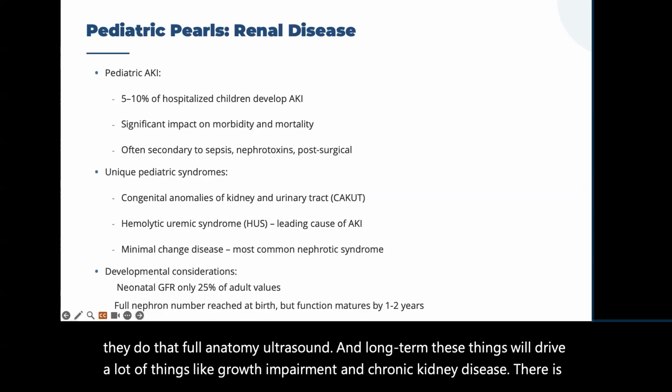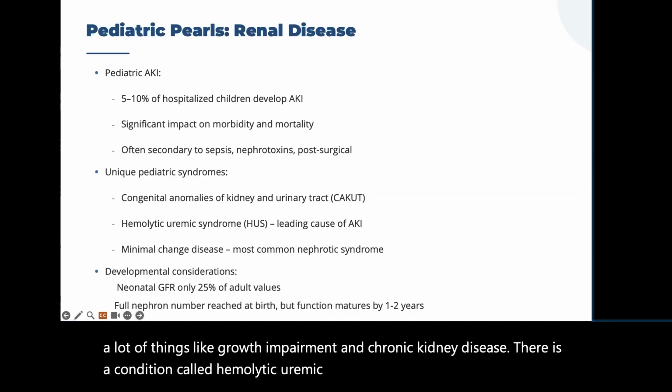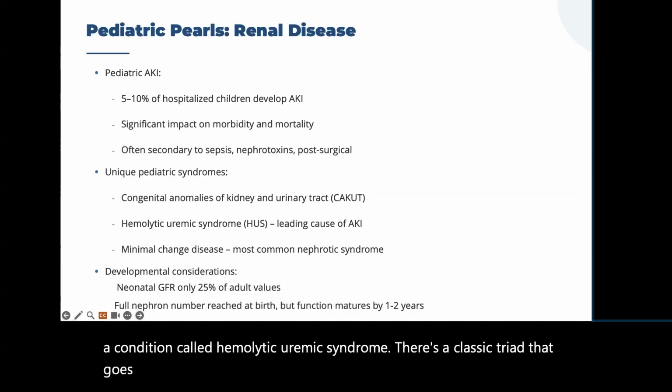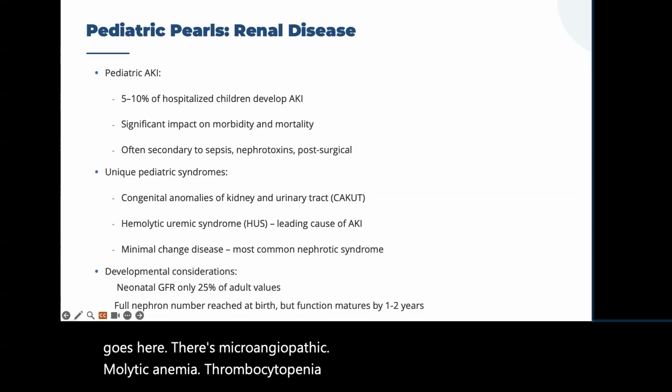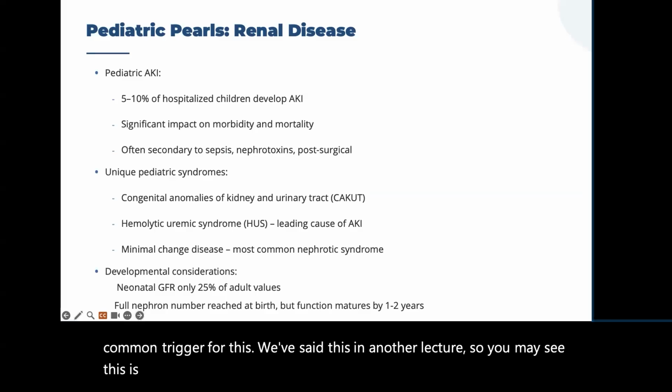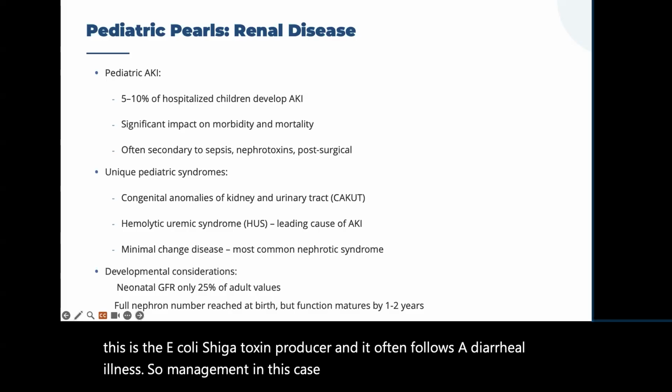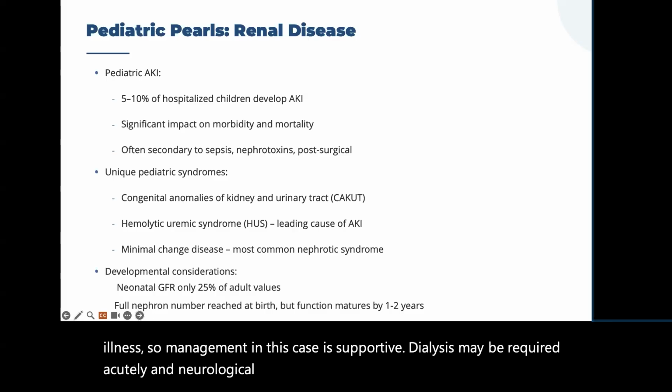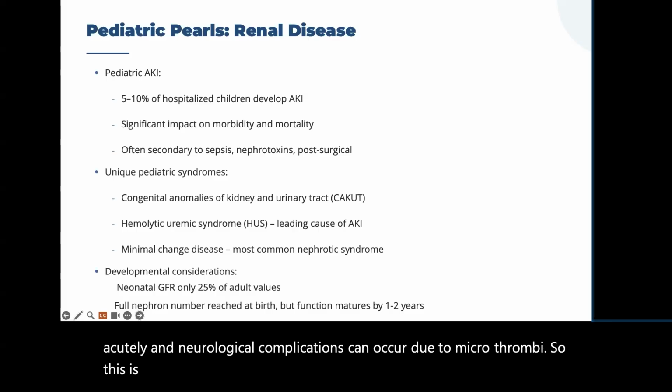There is a condition called hemolytic uremic syndrome. There's a classic triad that goes here. There's microangiopathic hemolytic anemia, thrombocytopenia, and acute kidney injury. The most common trigger for this, we've said this in another lecture, so you may see this, is the E. coli Shiga toxin producer. And it often follows a diarrheal illness. So management in this case is supportive. Dialysis may be required acutely, and neurological complications can occur due to microthrombi. So this is sad because the kid is actually having mini strokes, essentially.